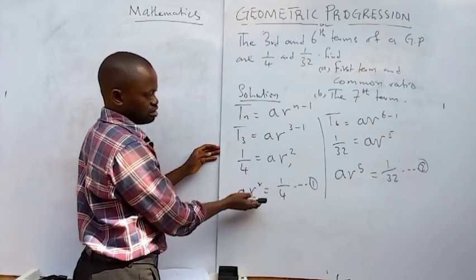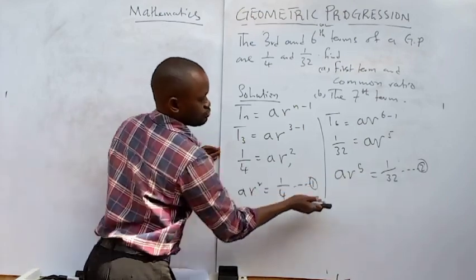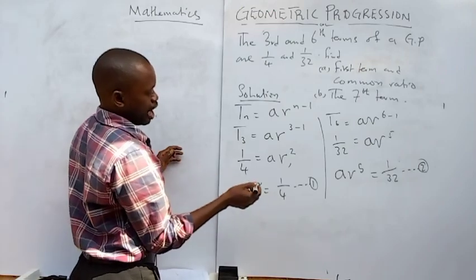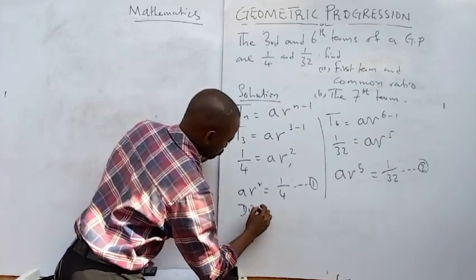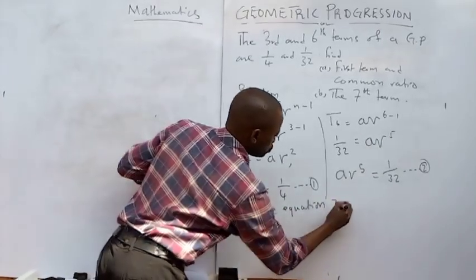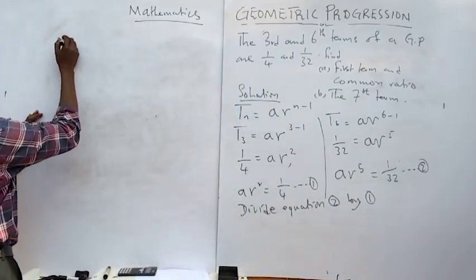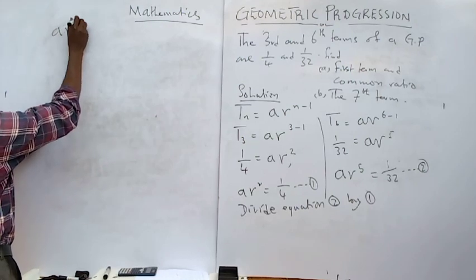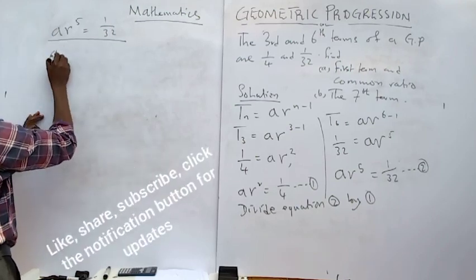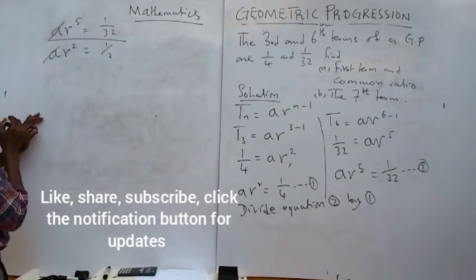But in this matter, you see that there is existence of power here. This is power degree 2. This is degree 5. Now, to bring this degree down, there has to be division. So that is why I have to divide equation 2 by 1. So I will write ar raised to power 5 over ar raised to power 2 equals 1 over 32 over 1 over 4. Obviously, this will take away the a.